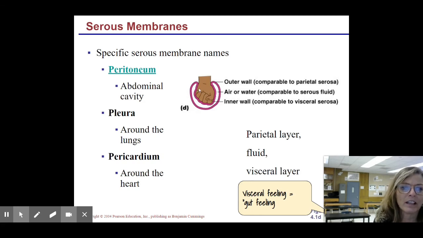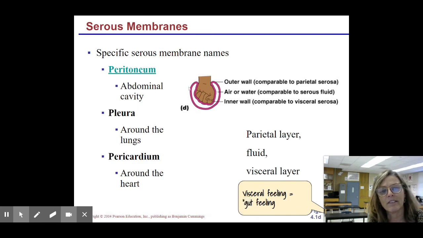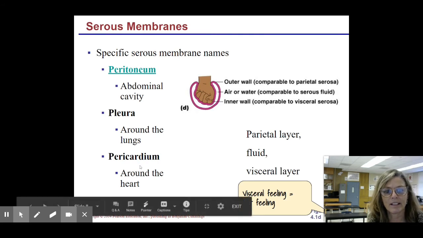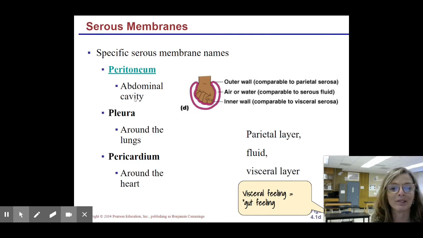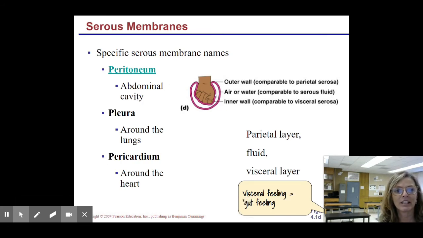There are specific names for all of these membranes. The layer that's next to the actual organ is referred to as the visceral layer, and the layer that's lining the cavity that it's in is called the parietal layer. And then each area of your body has a different name as well. Peritoneum refers to the membrane in your abdominal cavity. So the visceral peritoneum would be the membrane that covers like your intestines, and the parietal peritoneum would be covering the inside of your abdominal cavity.